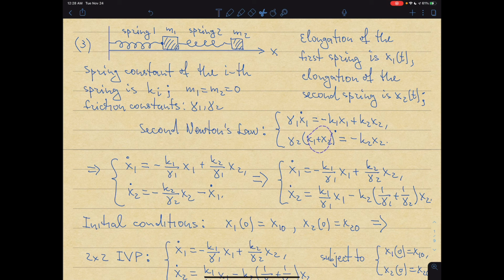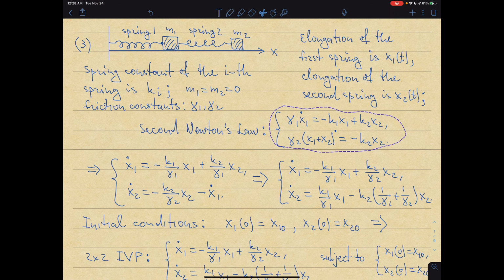So the velocity of m2 is the time derivative of x1 plus x2, times the friction coefficient. This gives me the friction force. And then the force due to the spring is just minus k2 x2, as always. So what I already got is a system of two first order ODEs, right?